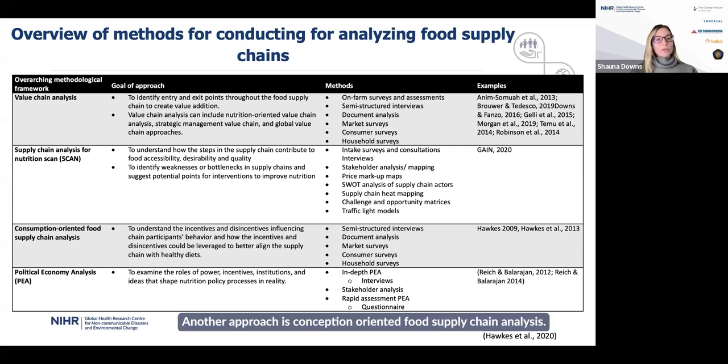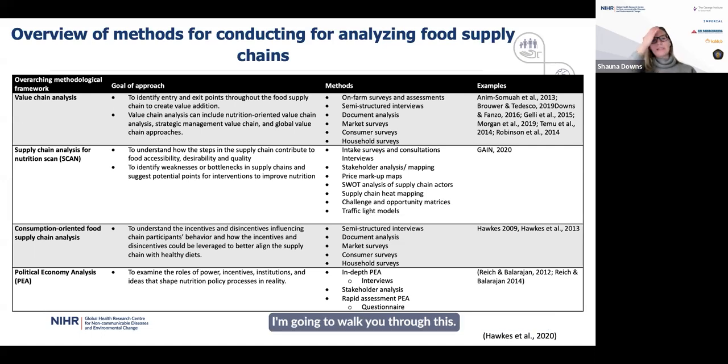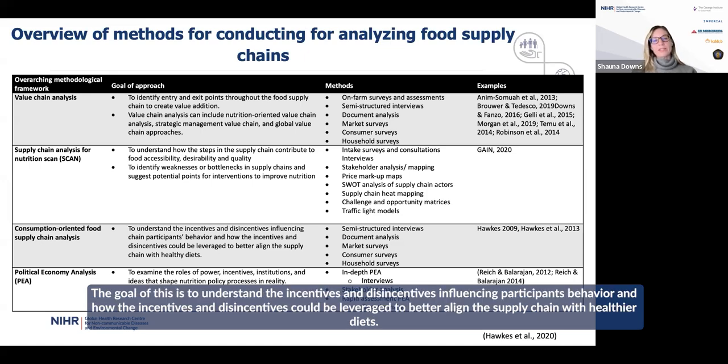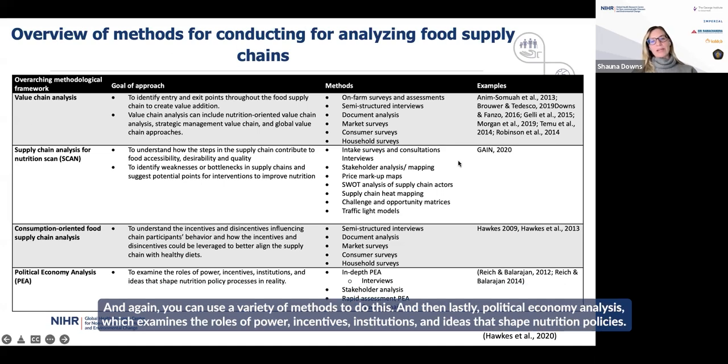Another approach is consumption-oriented food supply chain analysis. I'm going to walk you through this approach in a bit of detail. I actually used this approach as part of my PhD work, so I'm pretty familiar with it. The goal of this is to understand the incentives and disincentives influencing participants' behavior and how the incentives and disincentives could be leveraged to better align the supply chain with healthier diets. And again, you can use a variety of methods to do this.